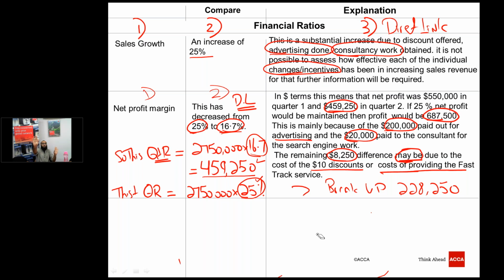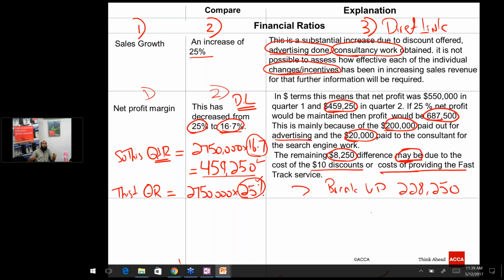But those who say no, we just want to pass. How many are there who just want to pass? Those who want to pass should have written at least that 200,000 was spent on advertisement, 20,000 was spent on consultancy, and the rest of the cost would have been incurred because of discounts and fast track delivery service. Guys, got it? So I'm telling you the two extremes. Position people will quantify it in detail. Those who want 50 should just write the basic reasons and directly link with the scenario.